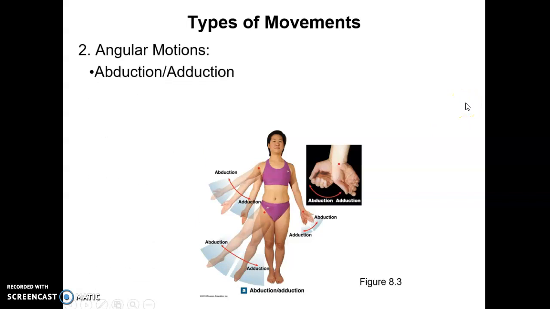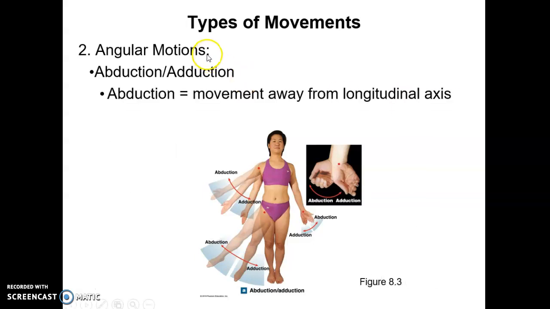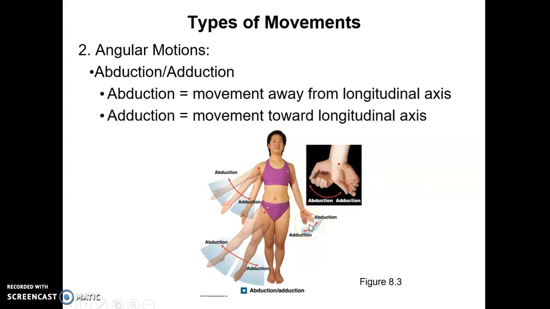More common are angular motions, abduction and adduction. Abduction is movement away from the longitudinal axis, or like the midline of the body. If you raise your leg up or move your arm up away from your body, that is abduction, or you're abducting that limb. You can do that also with the hand at the wrist. You can abduct it, move it away from that longitudinal axis of the arm.